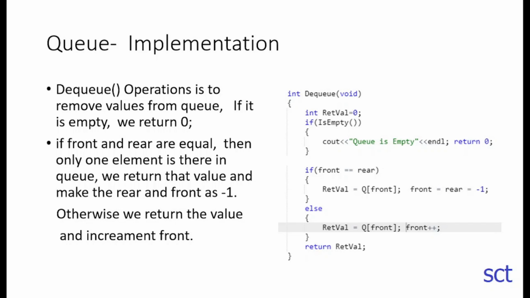So, this particular function will have integer, dequeue and void. You do not pass any parameter, but it returns a value. It returns 0 when the queue is empty.